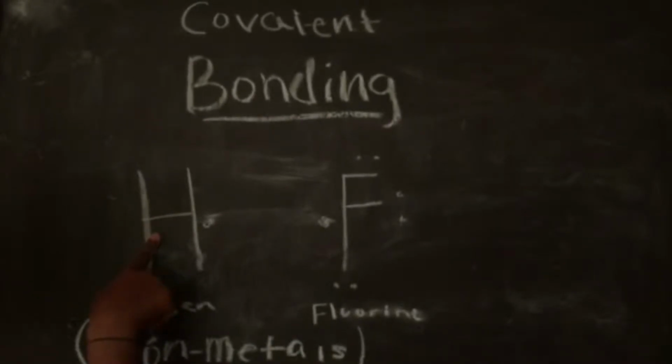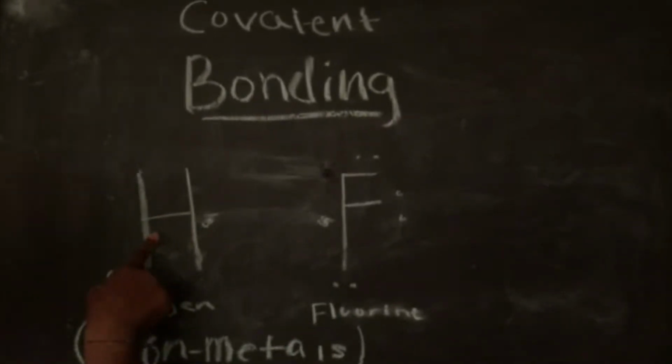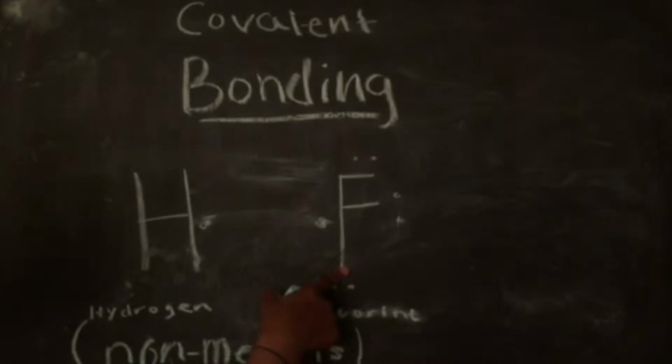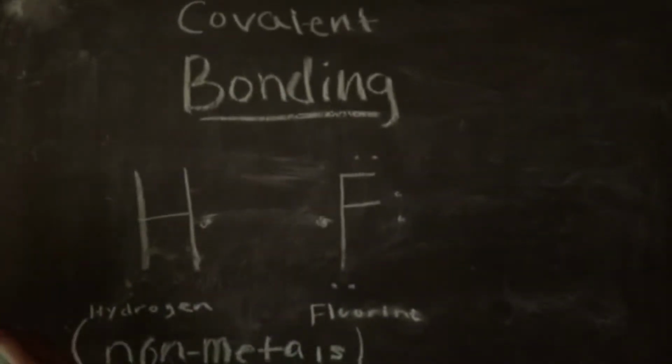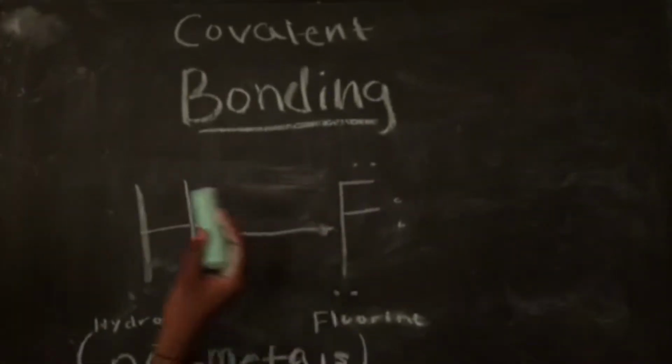Hydrogen needs one more electron in its valence shell to become stable, and fluorine will also need one electron in its valence shell to become stable. Two elements will bond together and become hydrogen fluoride.